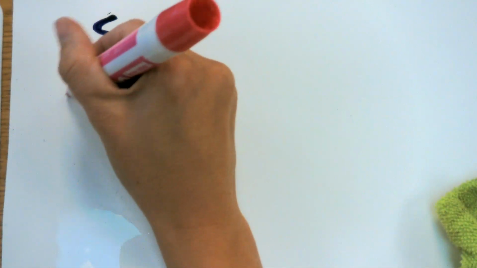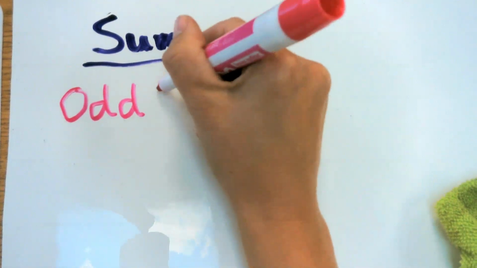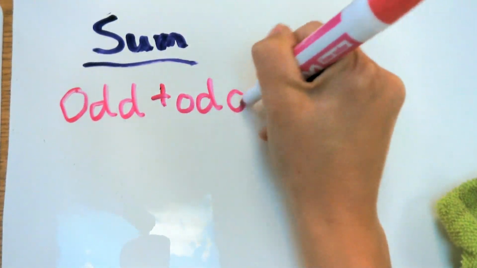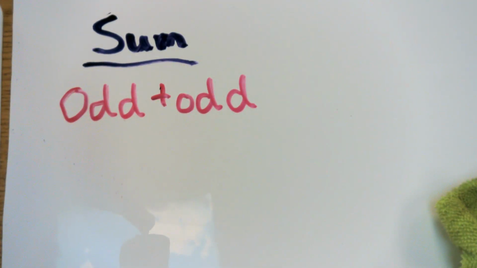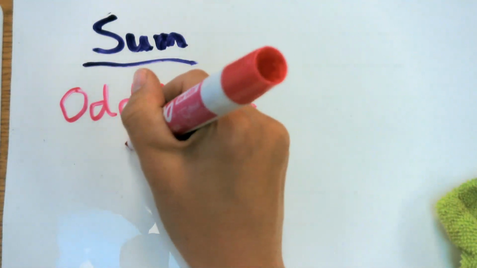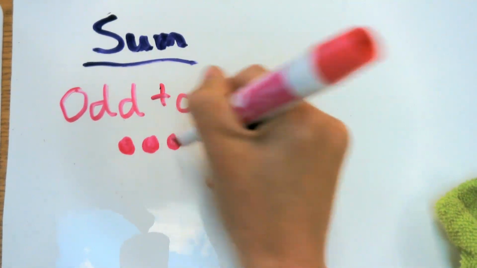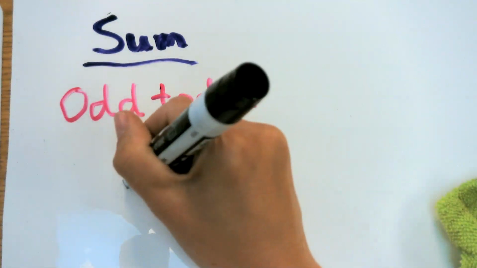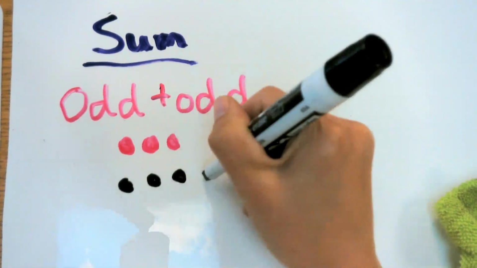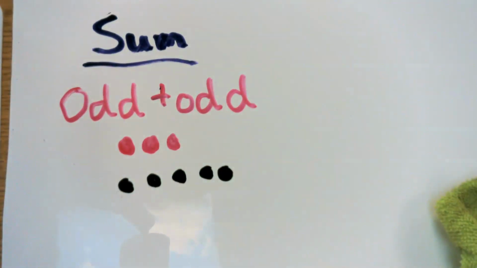The next piece that we are going to look at is when we have an odd plus an odd, what that outcome would be. So let's take a look at an example of 3 plus 5. I'm just going to use my dots to create a visual model, because we don't want to just be able to answer it, we also want to be able to explain why.